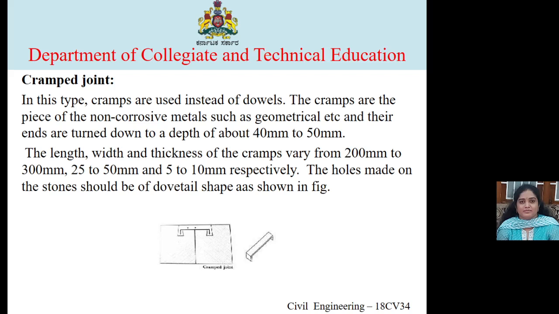The holes made in the stone should be of dovetail shape. This is called dovetail shape. It prevents the tendency of joints to be pulled apart. The cramps are placed in position, grouted and covered with cement, lead or asphalt. So these are the details of different types of joints used between the stones in masonry.